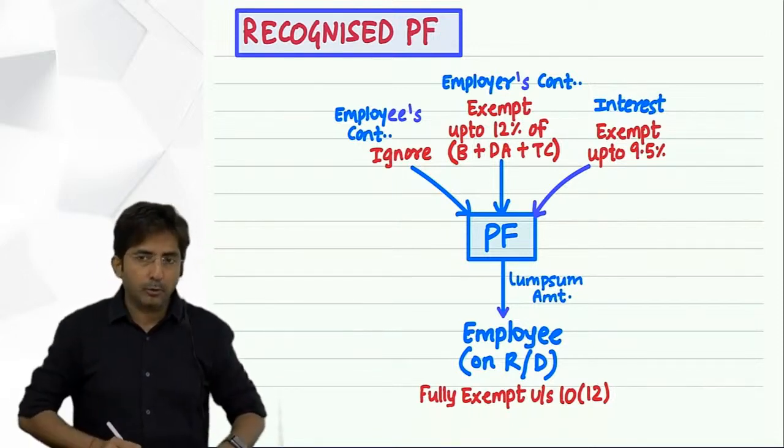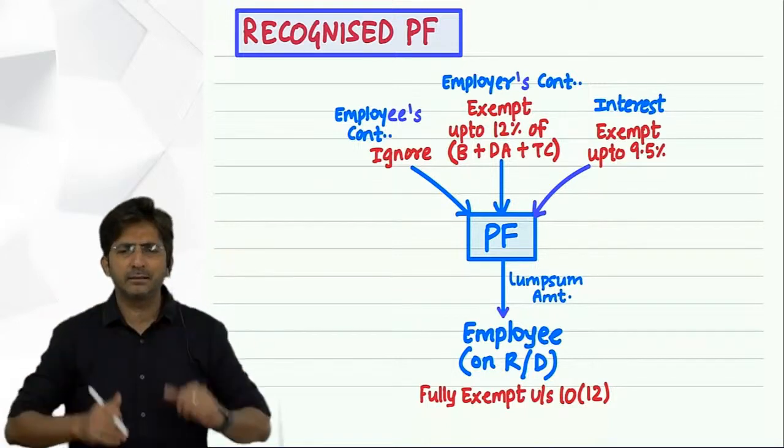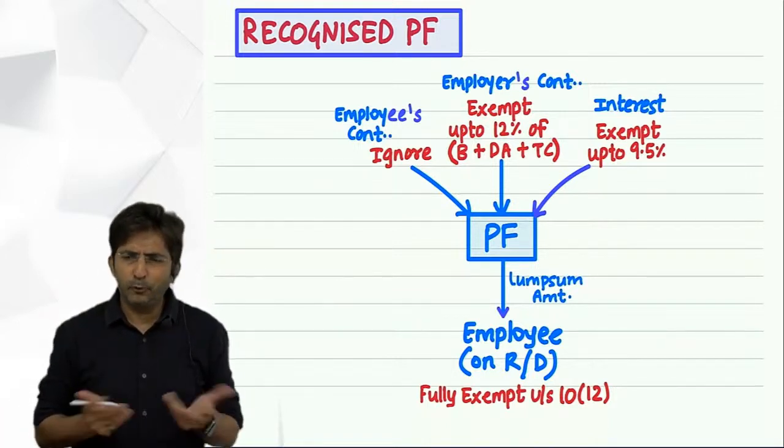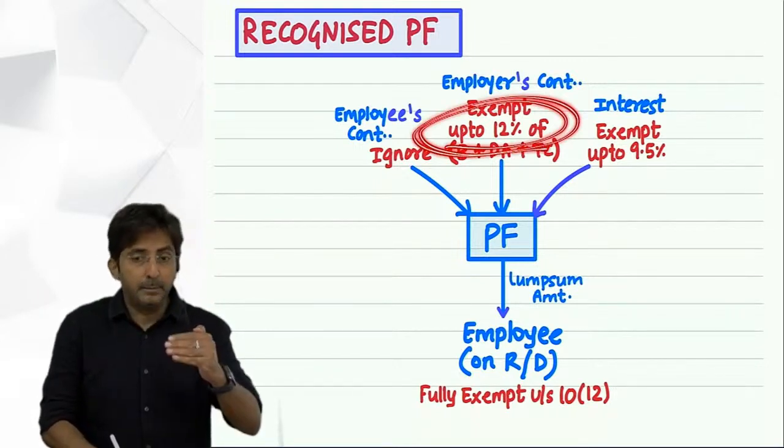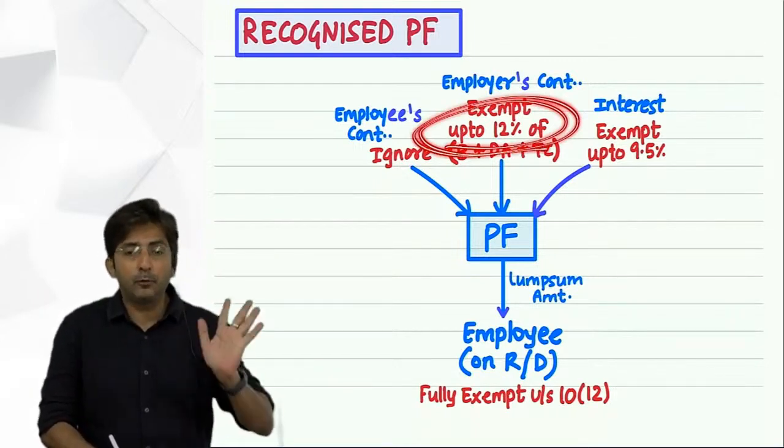Tell me, what if the employer contributes only 6% of your salary? Then it will be fully exempt. Up to 12% means that is the limit. Anything below that will become fully exempt.